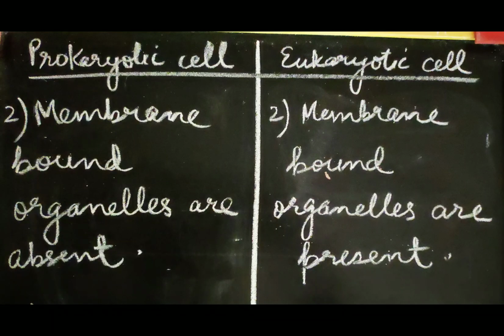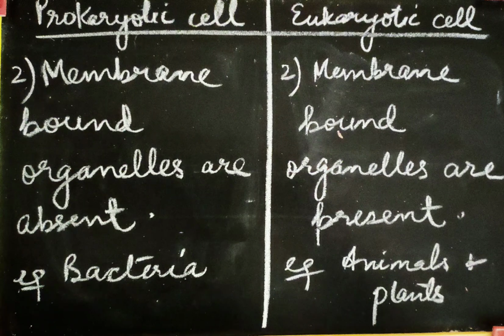Secondly, in a prokaryotic cell, membrane bound organelles are absent. Whereas in case of eukaryotic cell, membrane bound organelles are present. The examples for prokaryotic cell are bacteria, different types of bacteria, and eukaryotic cells are the animal and plant cells.